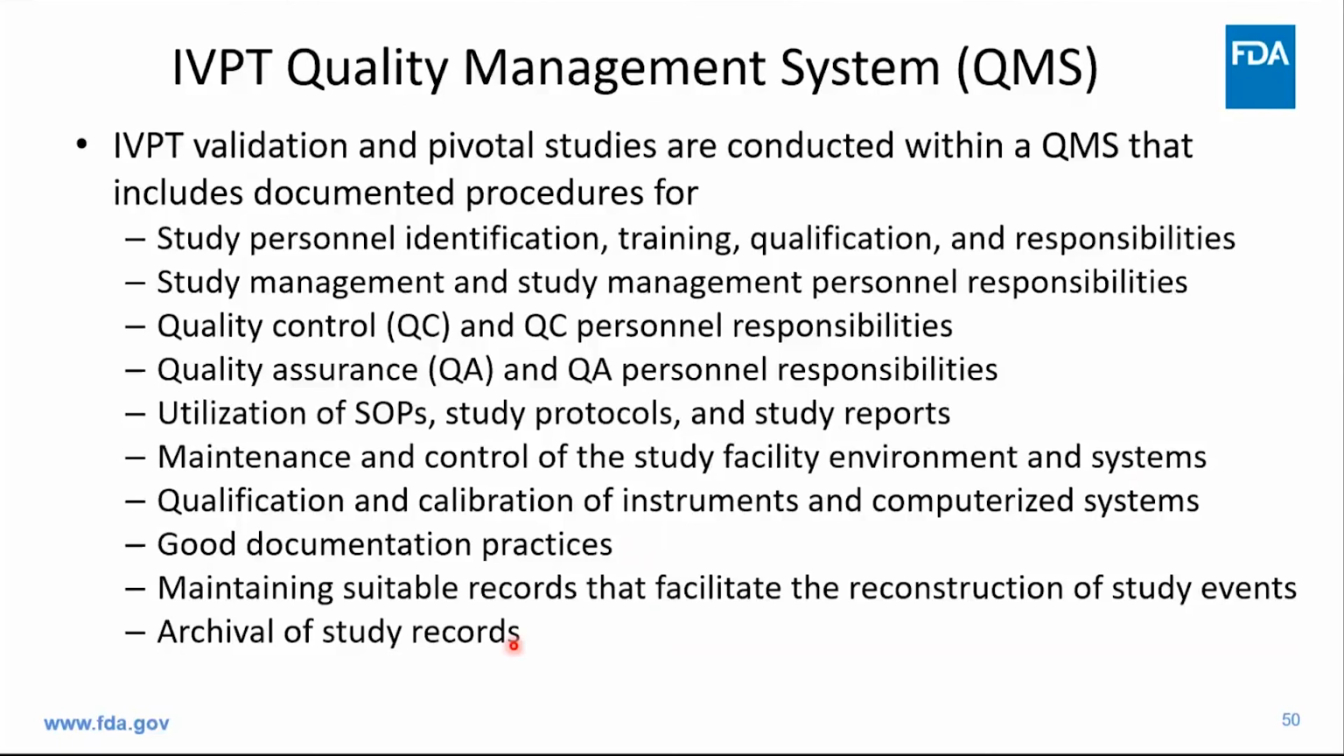Archival of study records, and this is not an exhaustive list. These are just some of the examples of the elements that are really quite important in a quality management system to have that well-controlled study.